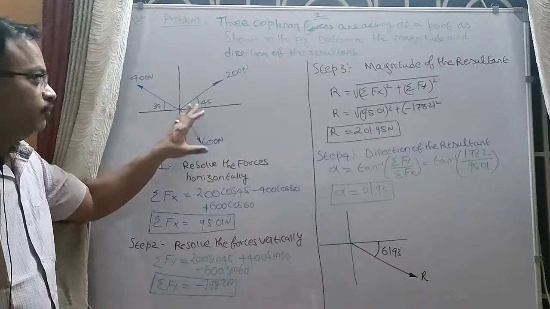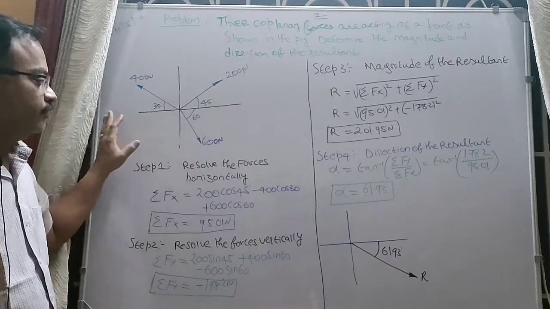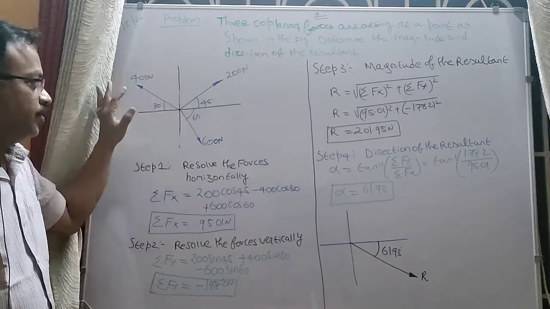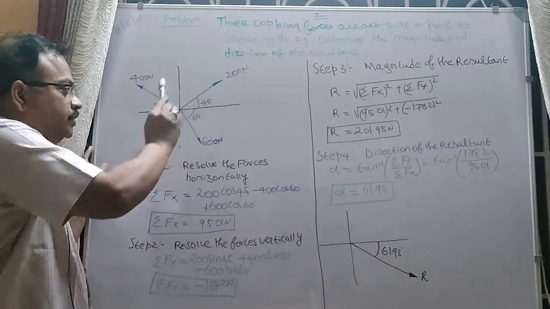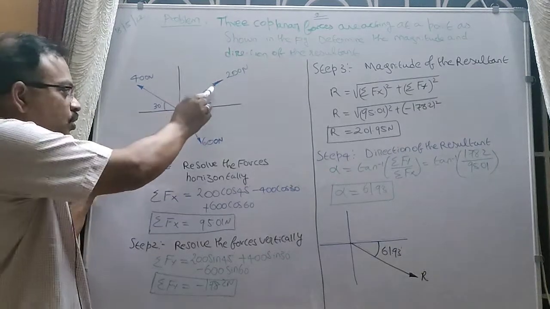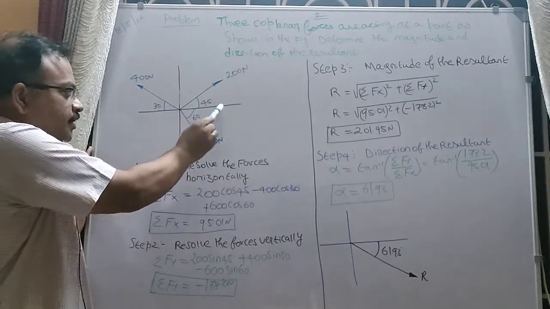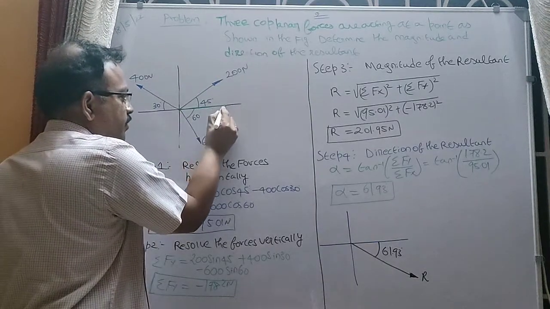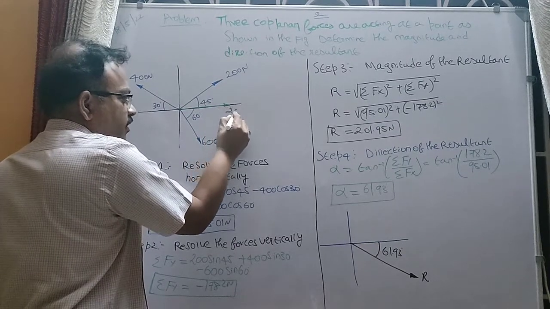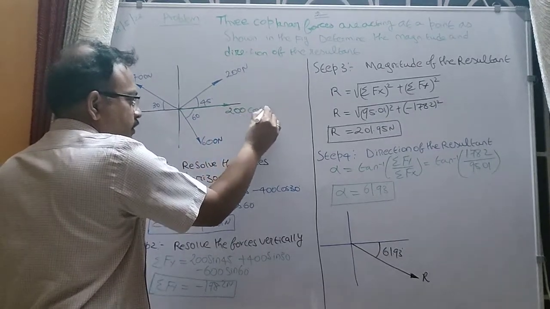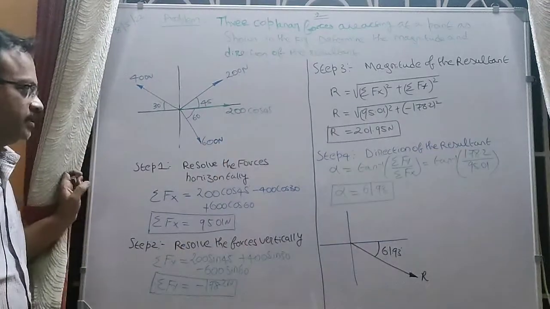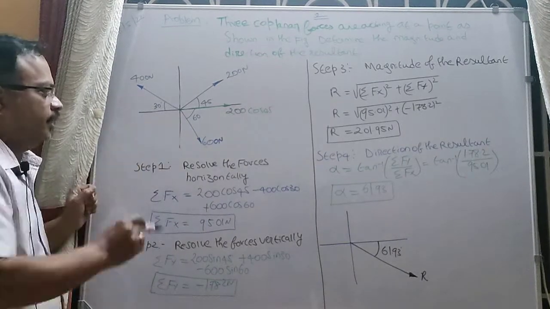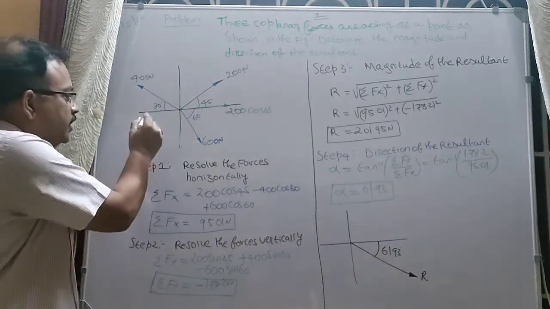Determine the horizontal component of all the forces. That's step 1: resolve all the forces horizontally. Going to the 200 Newton force, if you resolve it into its horizontal component, it will be 200 cos 45, acting towards the right. Since the force acting towards the right is taken as positive, 200 cos 45 is taken as positive.